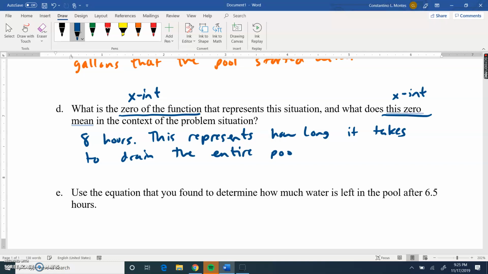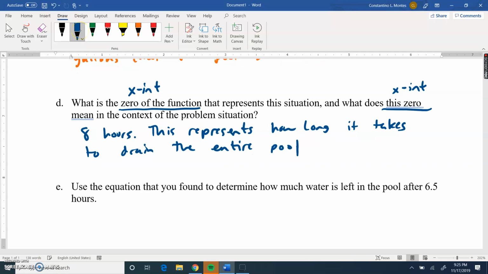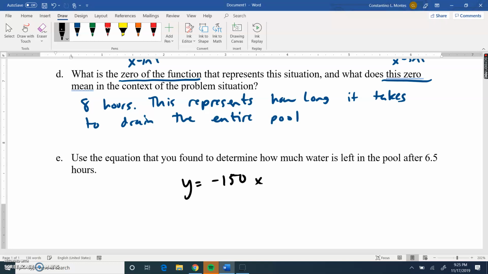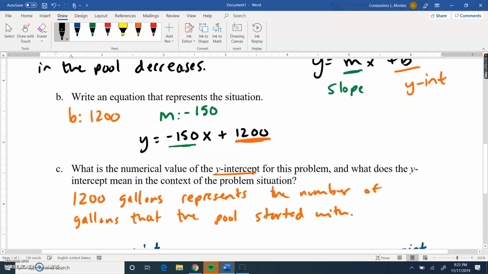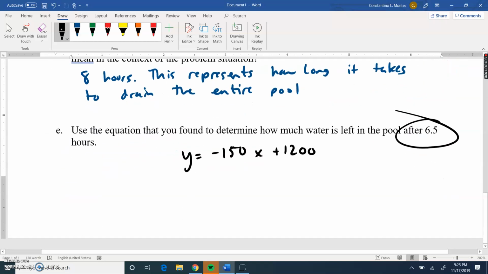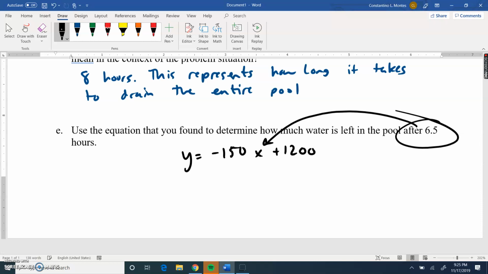Not poop. Pool. Sorry. Use the equation that you found to determine how much water is left in the pool after 6.5 hours. Okay, this is what's going to take you from a level 3 to a level 4. So our equation is y equals negative 150x plus 1,200. What I have to do is identify what this is represented by. Is that an x value or is that a y value? Now remember, our independent variable is in hours, and our dependent variable is in gallons. What they gave us here is an hour. Independent variable is represented by the x. That gets plugged in right there.